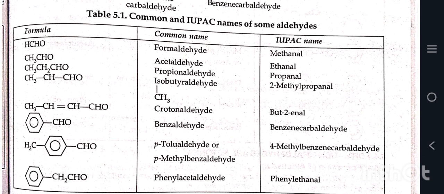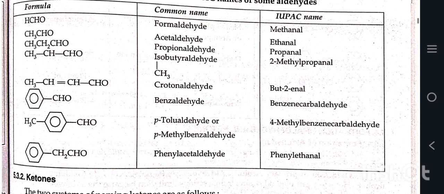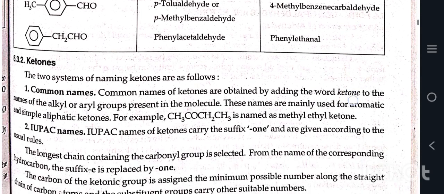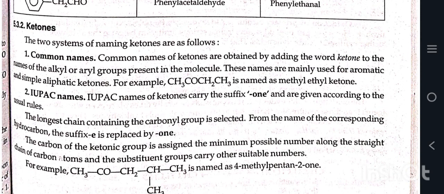First is HCHO, formaldehyde, methanal; acetaldehyde, ethanal; propionaldehyde, propanal; isobutyraldehyde, 2-methylpropanal; crotonaldehyde, but-2-enal; benzaldehyde, benzenecarbaldehyde; para-tolualdehyde or para-methylbenzaldehyde is 4-methylbenzenecarbaldehyde; phenylacetaldehyde, 2-phenylethanal. Ketones. The two systems of naming ketones are as follows.